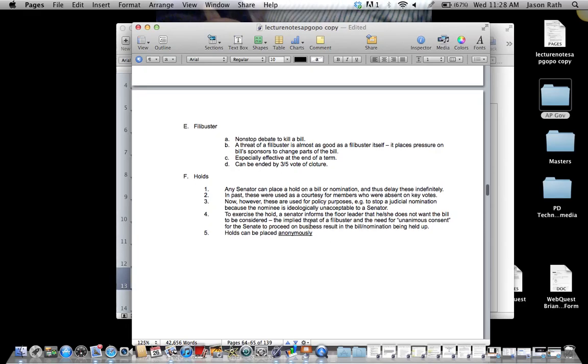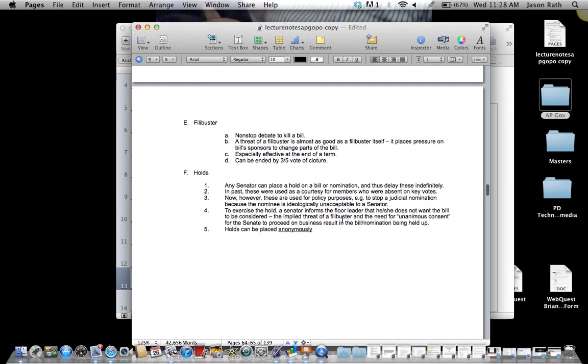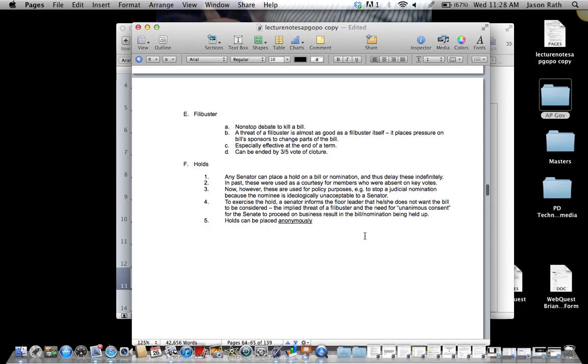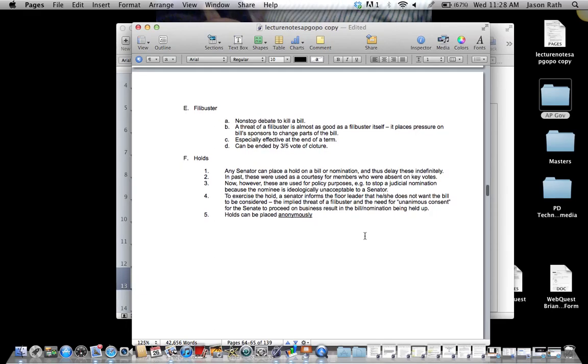To exercise this, a senator informs the floor leader to exercise the hold, and he or she does not want the bill to be considered. Now, the implied threat alone of a filibuster in our Senate now will kill a lot of bills, so they won't even do it. And that's big now. Like it says here, the implied threat of a filibuster and the need for unanimous consent for the Senate to proceed on business result in a bill or nomination being held up.